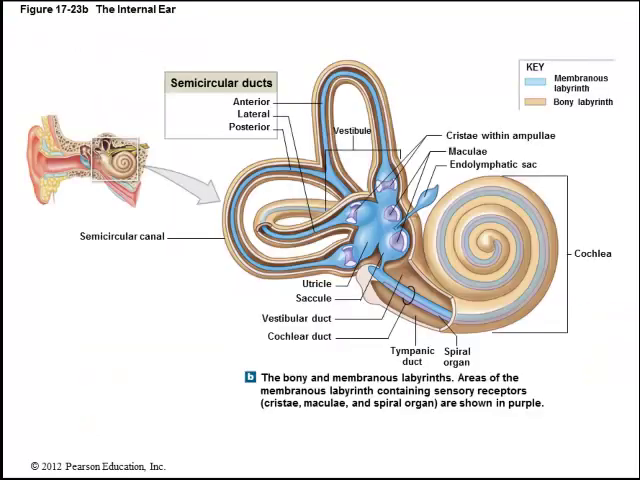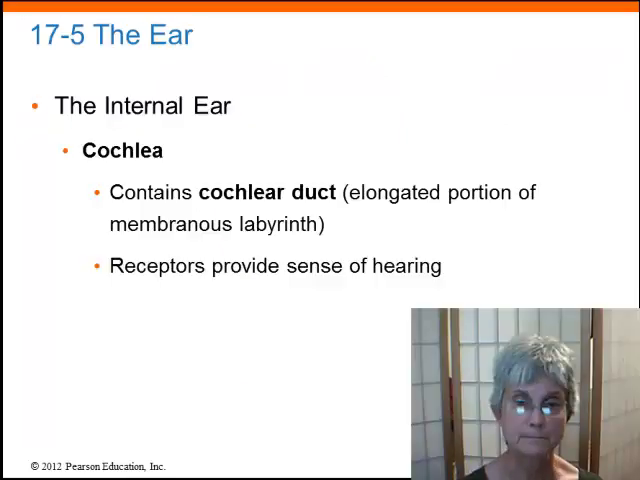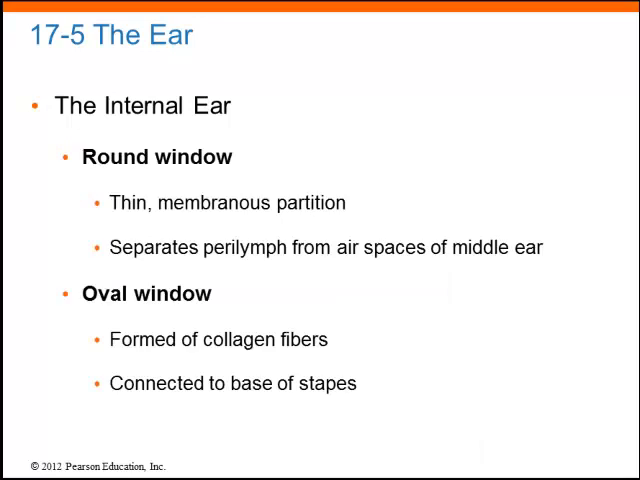So we're going to follow the cochlea in this drawing, and you're going to see that the cochlear duct, the part of the membranous labyrinth that runs through the cochlea, spirals through the cochlea, matching the spirals of the bony labyrinth. That cochlear duct contains the receptors for hearing.